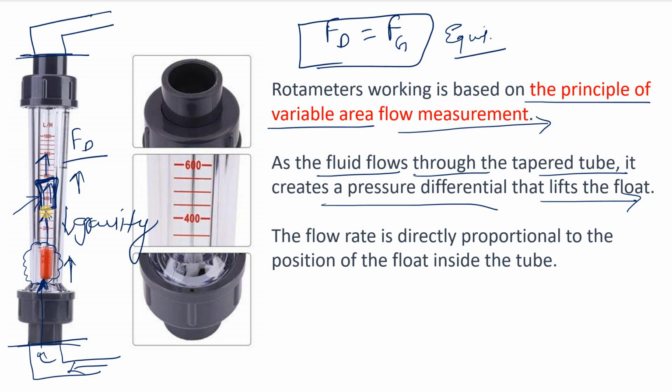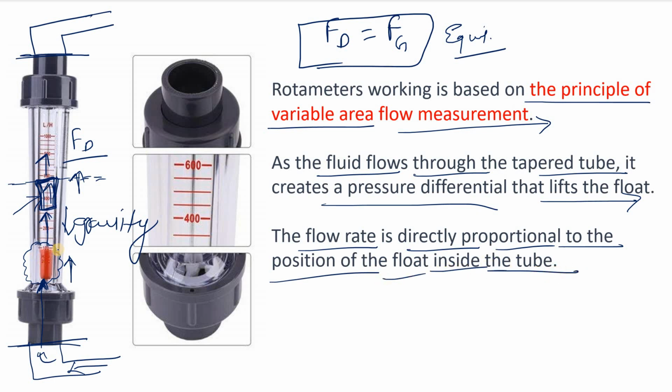If you see the flow at that time, you can measure the flow of your pipeline, and that's how your rotameter works. I hope you got my point, and that's why the flow rate is directly proportional to the position of the float inside the tube.